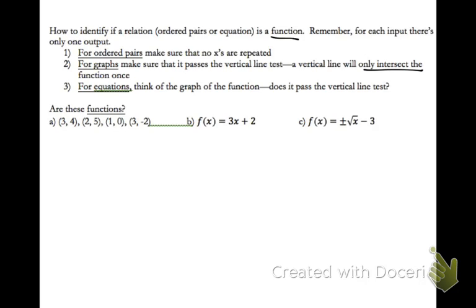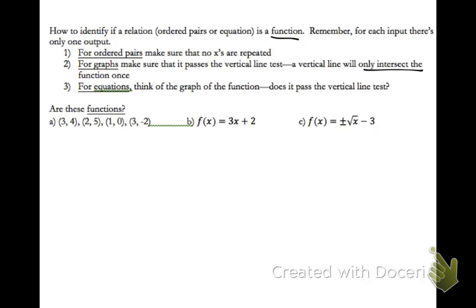And then finally, for equations, you can think in terms of 1 or 2. So you can imagine any inputs where you would get two outputs. In that case, your equation would not be a function. Or you can imagine or graph the equation and see if the graph passes the vertical line test.